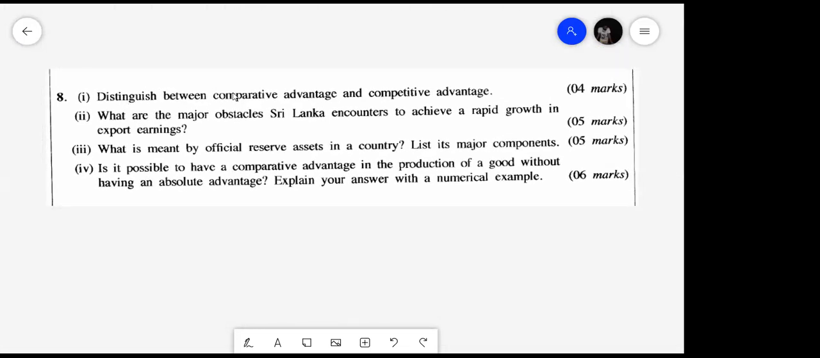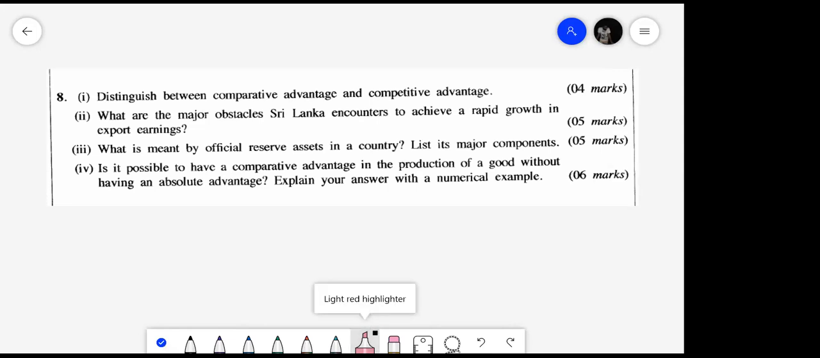So distinguish between comparative and competitive, they gave you a 4-mark question. For competitive advantage, you write about where your firm is giving more value and all. For comparative advantage, you say where one country can produce at a lower opportunity cost. So that story has to be clearly mentioned because people thought these two were the same. That is why they gave this question back in 2020.